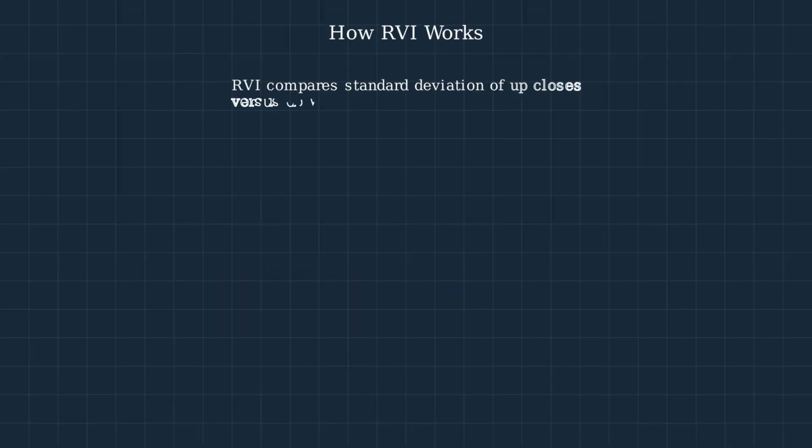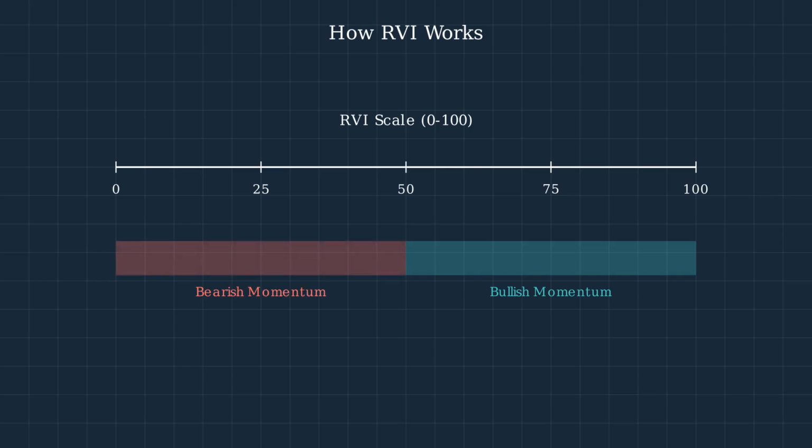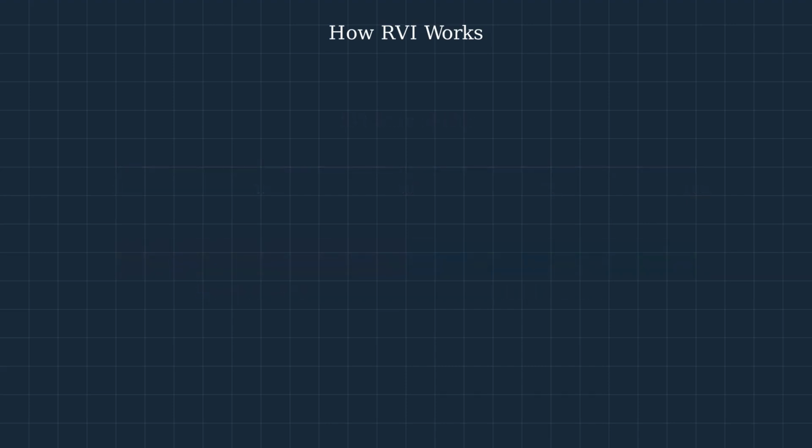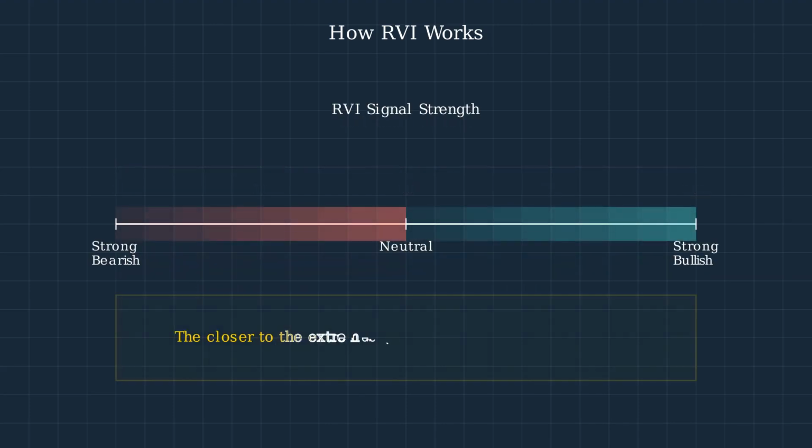The Relative Volatility Index compares the standard deviation of up closes versus down closes over a specified time period, typically 10 days. RVI produces readings between 0 and 100, similar to other oscillators. Values above 50 indicate that volatility favors the upside, suggesting bullish momentum, while values below 50 indicate volatility favors the downside, suggesting bearish momentum. The closer RVI readings are to the extremes, 0 or 100, the stronger the signal.